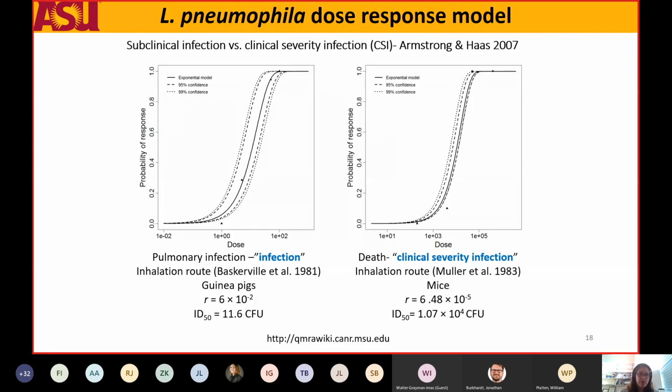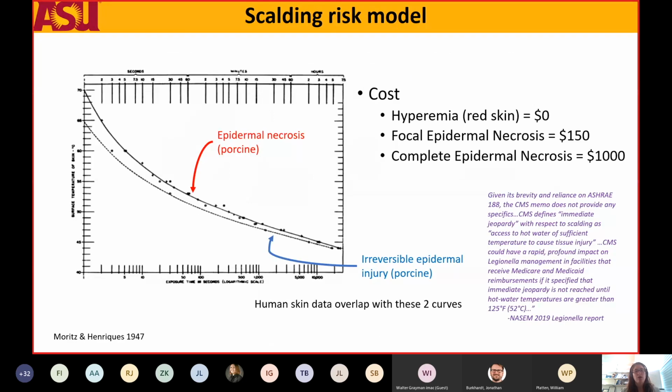I'll just highlight very briefly that when it comes to the dose response model, the missing piece or function that describes the relationship between what you're exposed to and the probability of some adverse effects, there is more than one choice available. One is sort of a less severe outcome and the other is a more severe outcome, and that tends to have a large impact on projected risks.